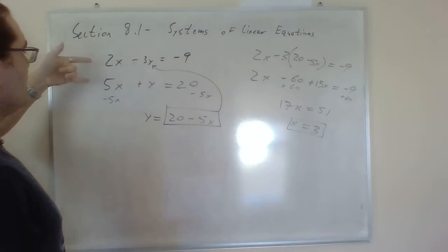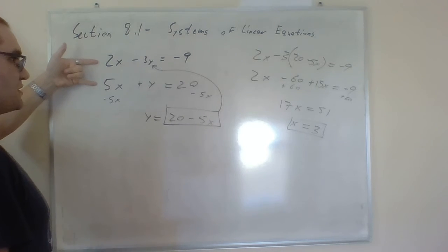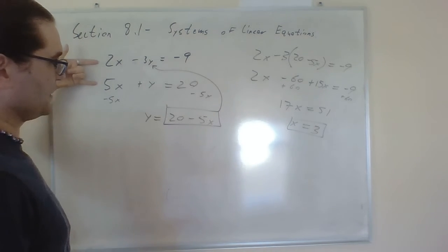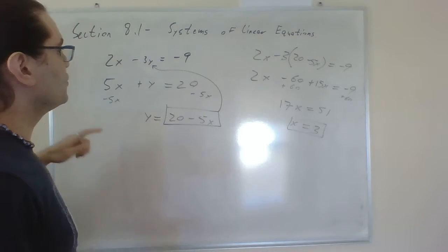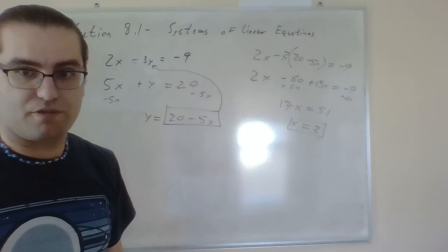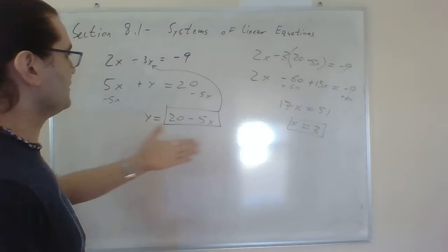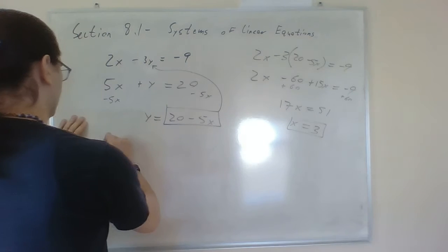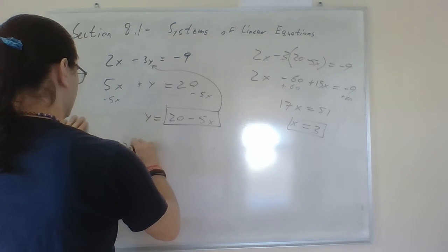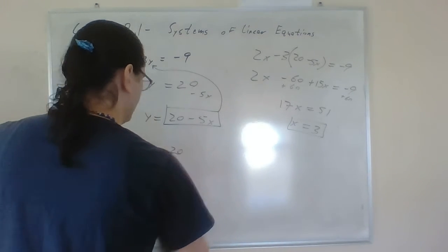So we know what x is, but we don't know what y is yet, so we need to keep going. The good news is we have 2 different equations we can plug our x value into to get y. And that means you should use both. Let's plug our x into this bottom one. 5 times 3 plus y equals 20.